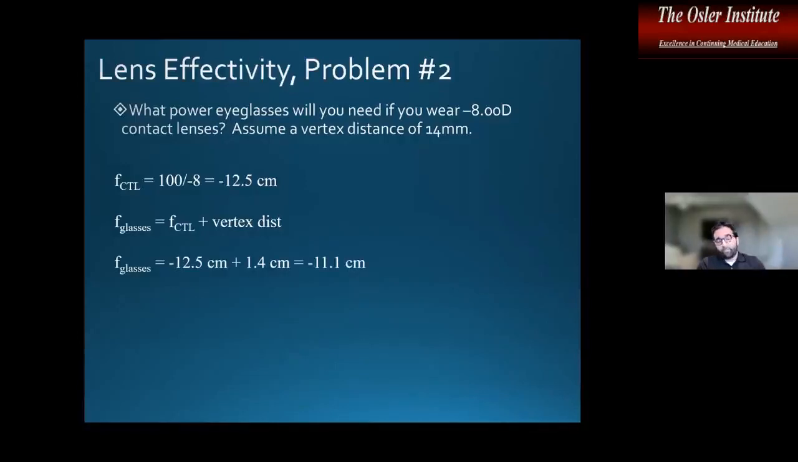So we have -12.5 centimeters as the focal length of the contact lenses. Now we need to add the vertex distance, which is 14 millimeters. So -12.5 plus 1.4 gives us a focal length of -11 centimeters. Now we can easily calculate the power of the glasses. 100 divided by -11 is going to give us roughly -9, and therefore answer choice E is going to be the correct answer. Okay.